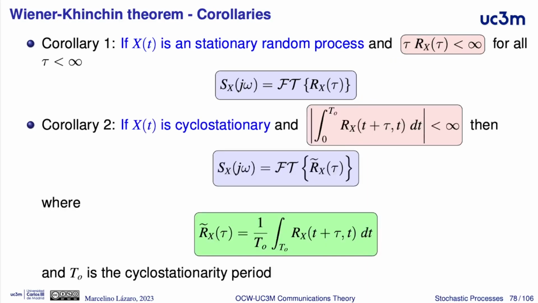In the case of cyclostationary random processes, as long as the autocorrelation function doesn't go to infinity, the power spectral density is equal to the Fourier transform of the time average of the autocorrelation function in a single period, because being a periodical expression of the time, in this case for cyclostationary random processes, the time average is equal to the time average in a single period.